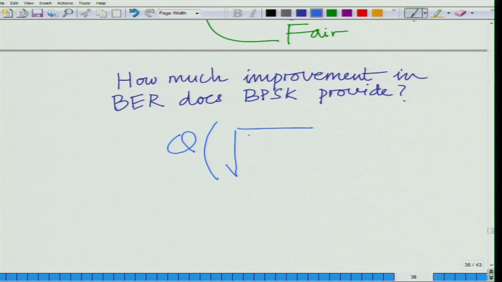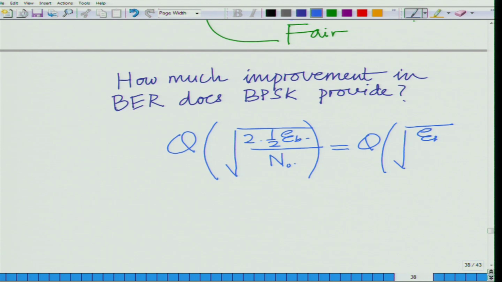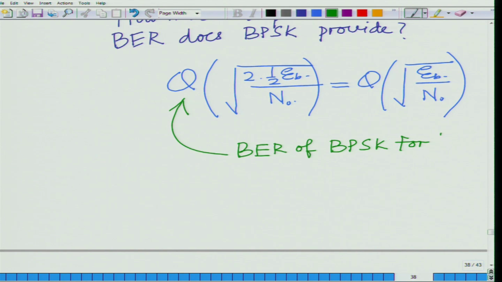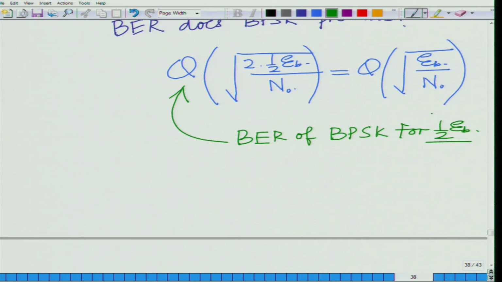the bit error rate for BPSK is Q of the square root of 2 times half EB divided by N naught, which equals Q of the square root of EB over N naught. So, this is the bit error rate of BPSK for half the bit energy. That is, the bit error rate of BPSK with half the average bit energy is the same as the bit error rate of amplitude shift keying with bit energy EB.